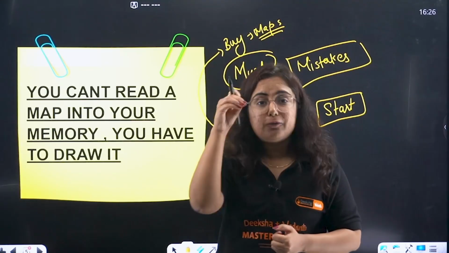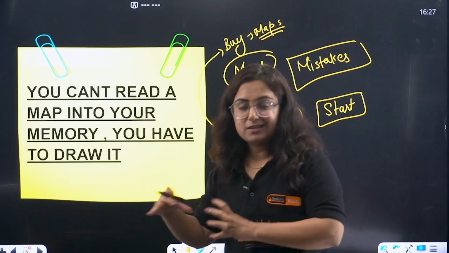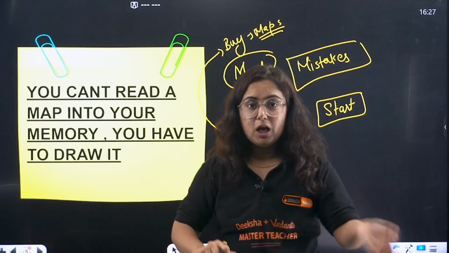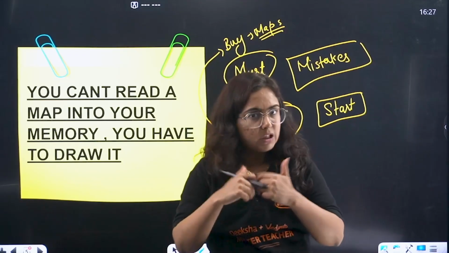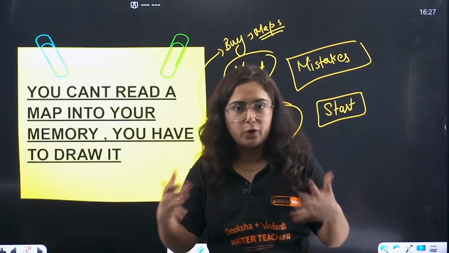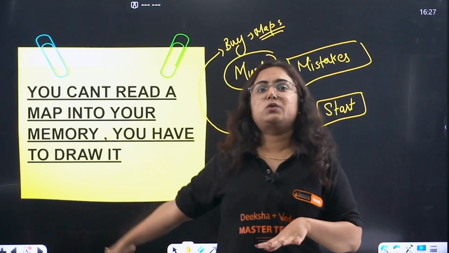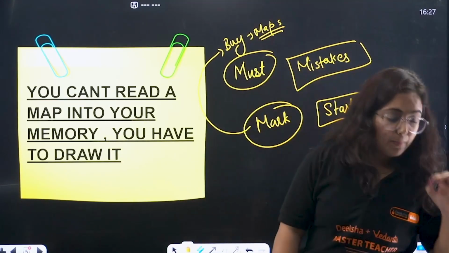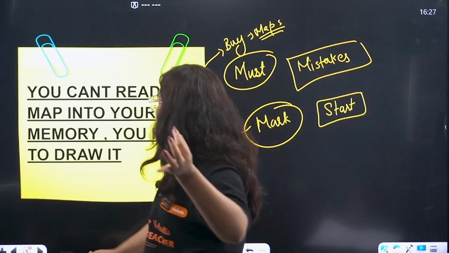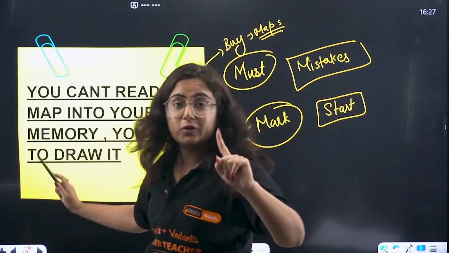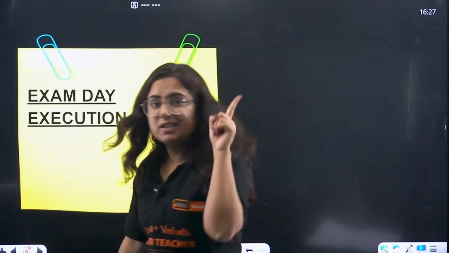Follow this. You have to draw it like in maths. In maths, there are solutions. If you see them, close the copy and try to solve them. You sometimes will not be able to. A lot of times, not sometimes. Similar is the case with map work. So start marking it, beta. Start marking it. You can't read a map into your memory. Start drawing it. Take it seriously.